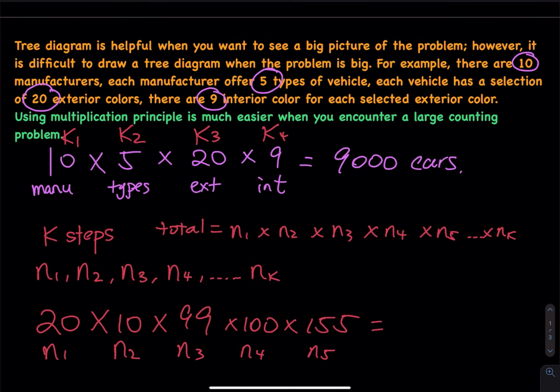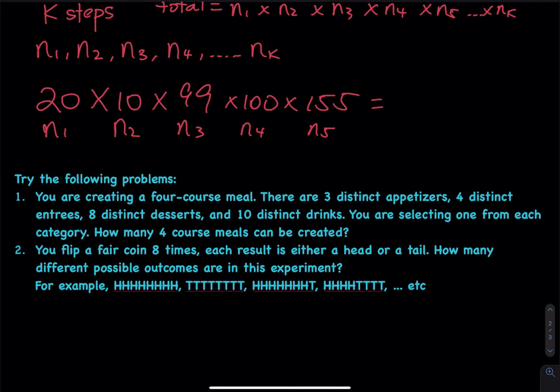All right, so let's do a few more problems. I have 2 more problems for you. The first one is, you are creating a 4-course meal. There are 3 distinct appetizers, 4 distinct entrees, 8 distinct desserts, and 10 distinct drinks. You pick one of each. How many 4-course meals can be created?